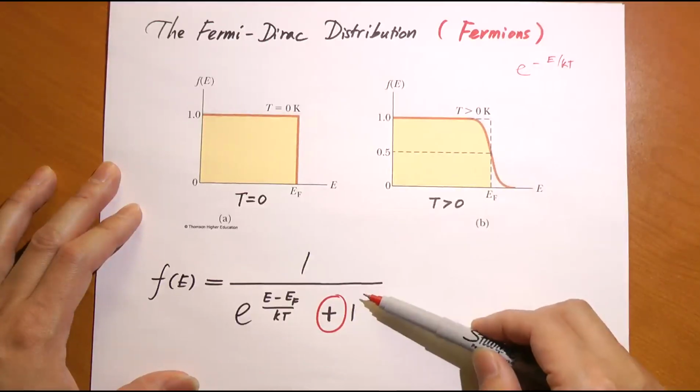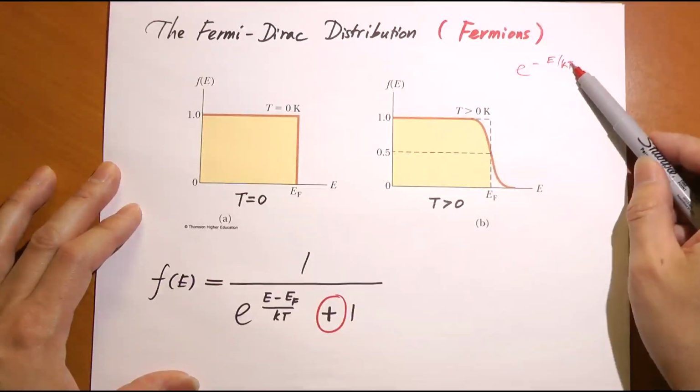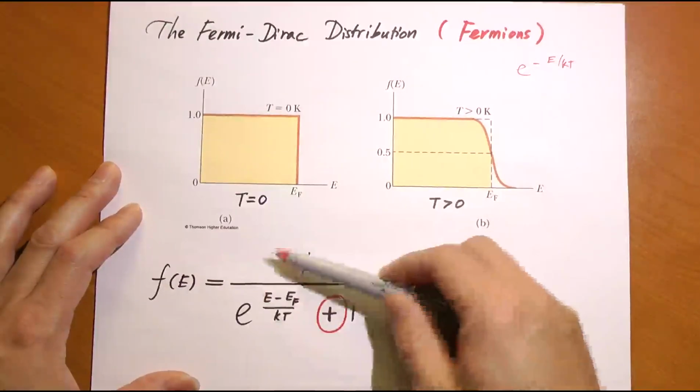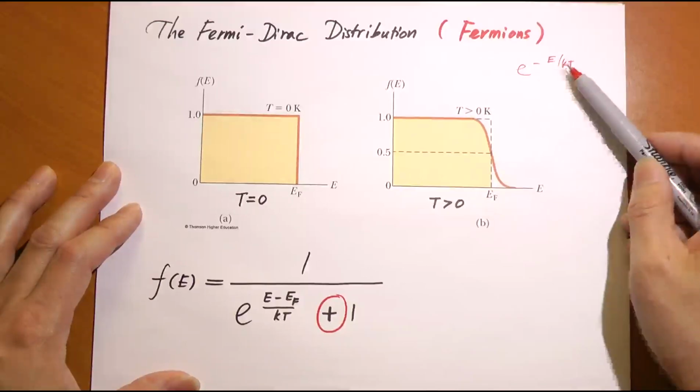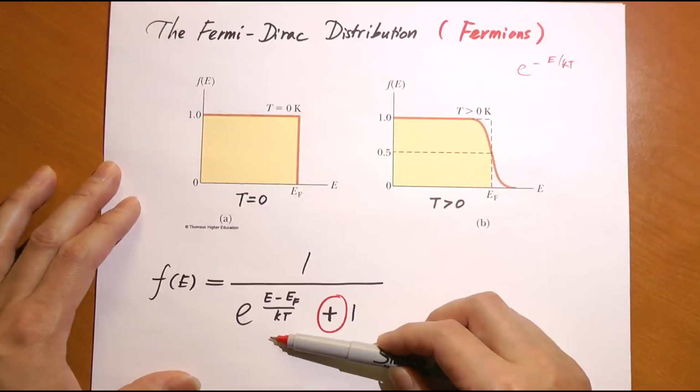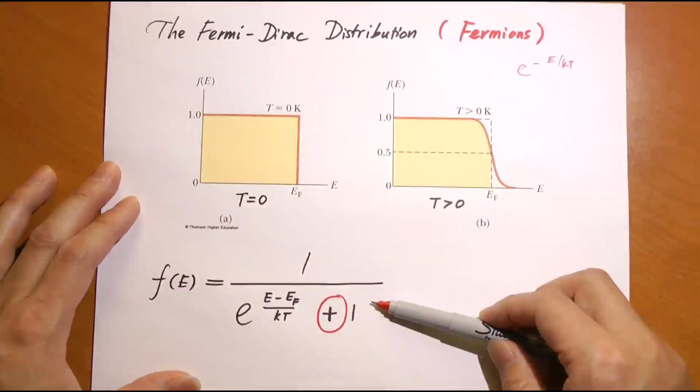This is different from e to the negative E over kT. If you get this, then basically what you do is you just ignore this plus 1 and you flip that over, you get e to the negative energy over kT, right? But this is more accurate for fermions at low temperature. So let's look at what this distribution tells us.